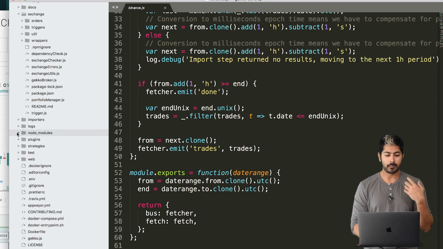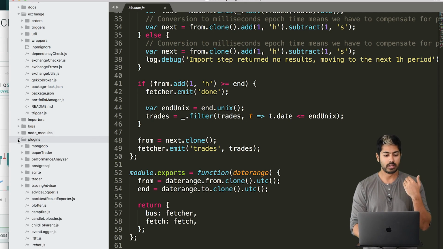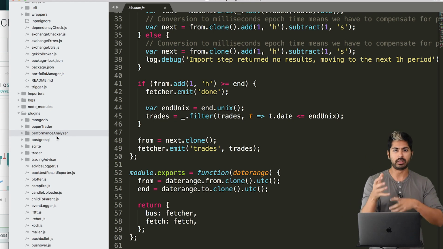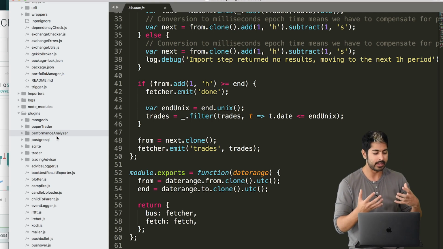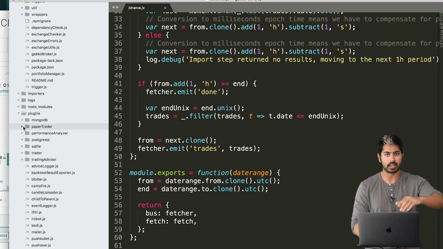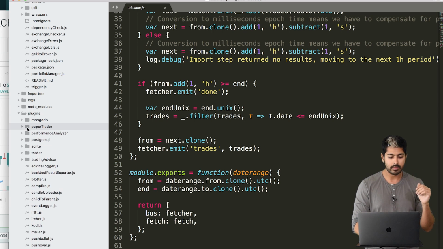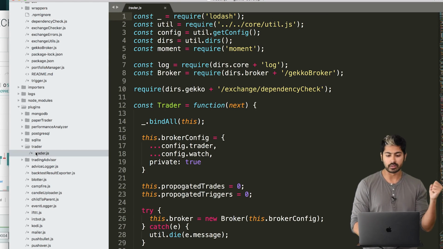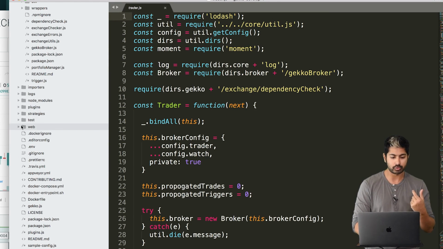The logs file, node modules, we've got quite a lot. Plugins are basically modules that allow our app to compartmentalize different parts of our code base into reusable modules. So MongoDB is one. PaperTrader is basically fake testing on fake data. And then there's Performance Analyzer, the Real Trader, and these are all plugins that our stream uses. So these are all going to go into our Gecko stream.